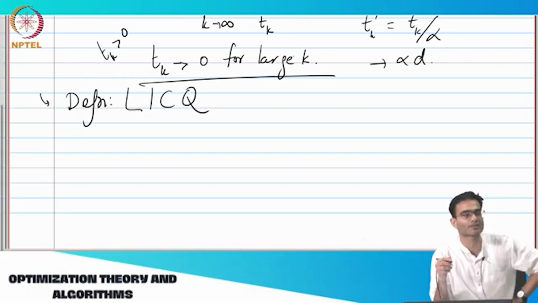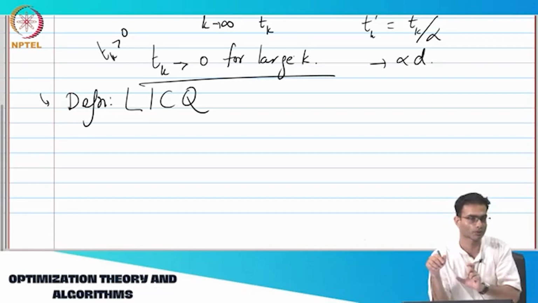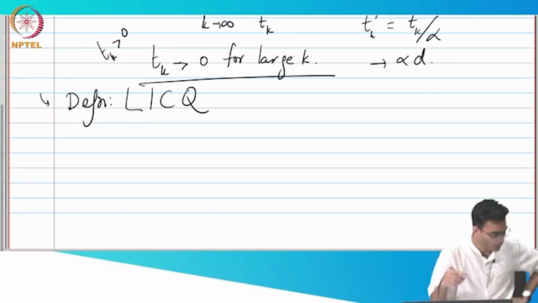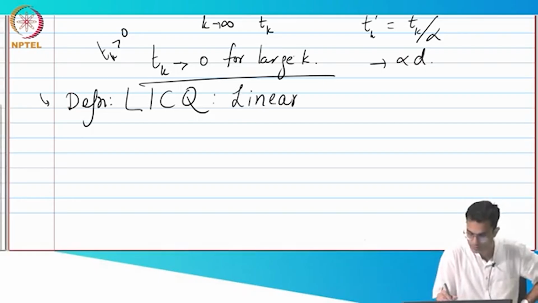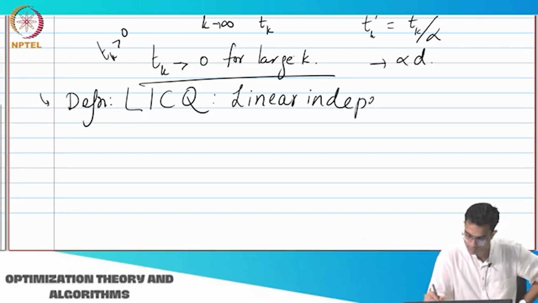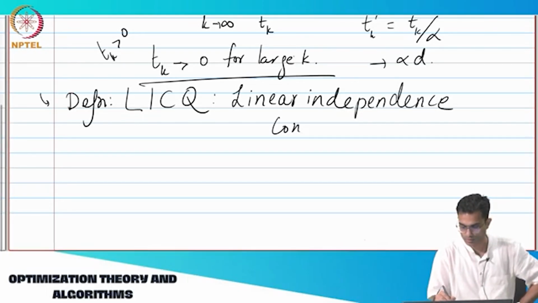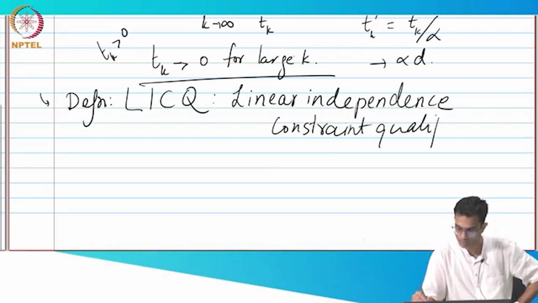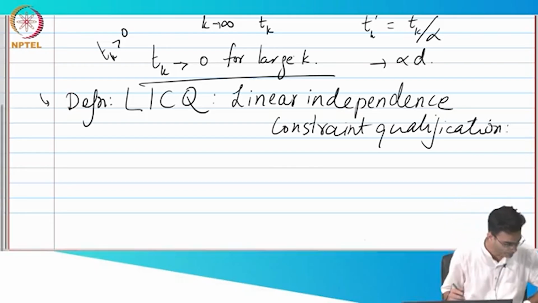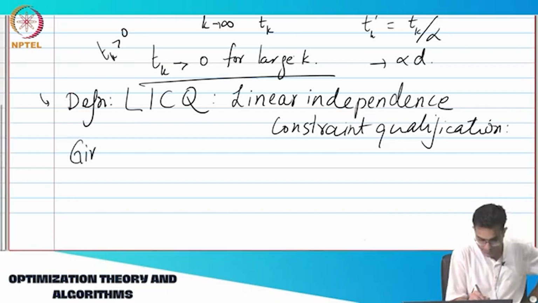Remember in the previous section I had mentioned that there is something called constraint qualification that we have to do. This is that constraint qualification, which is called LICQ, which is linear independence constraint qualification. What does this say? It's a little bit of a long definition, let's write it down.